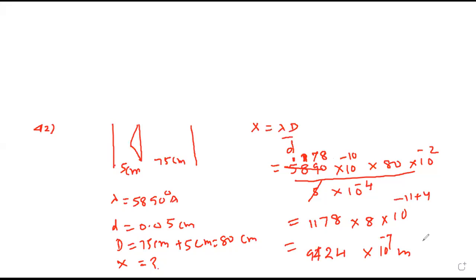Let me check the option. 9424 is there. Converting this, it is into 10 raised to minus 7 meter, that is the same as 10 raised to minus 5 centimeter we can write. 9424 into 10 raised to minus 5 centimeter is the option. So only a calculation error is possible in this sum. Sum was easy, right?